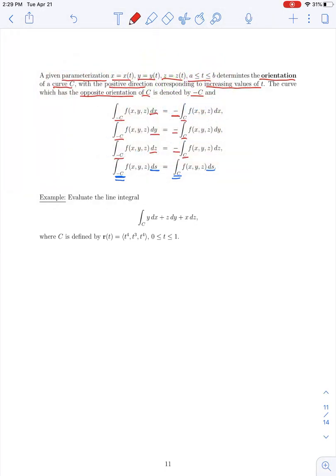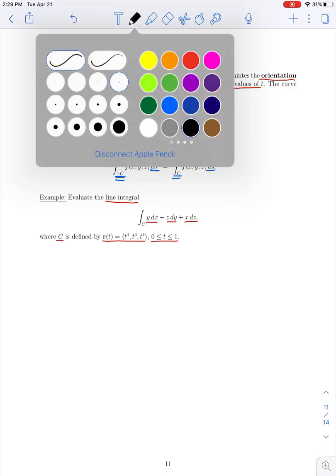So in this next example, we are asked to evaluate the line integral of y with respect to x plus z with respect to y plus x with respect to z over the curve C, which is given by the vector function t to the fourth, t cubed, t to the fourth on the t interval from 0 to 1. So it is a curve which connects the origin 0, 0, 0 to the point 1, 1, 1.